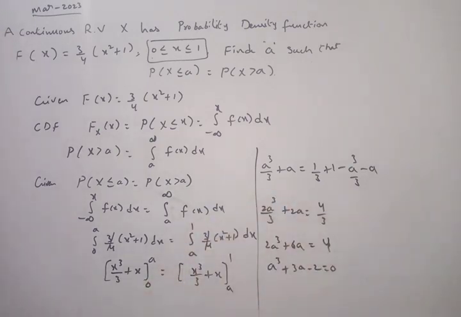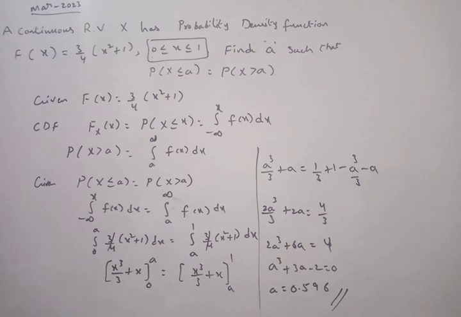So using the calculator, the value I am getting is 0.596. Another two values I am getting are complementary functions. Understand? So like this you have to solve this problem. It is a very important problem. It came in the previous year question paper.